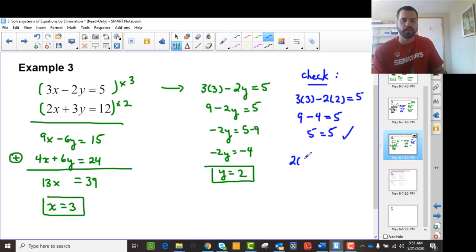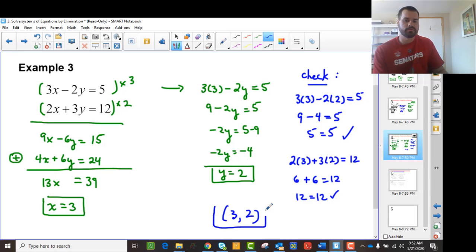Then we do the second equation. So 2 times 3 plus 3 times 2 is supposed to equal 12. We get 6 plus 6 is equal to 12, and that is correct. 12 does equal 12, so that is right as well. So I know my answer, which is 3 and 2, is the correct answer.